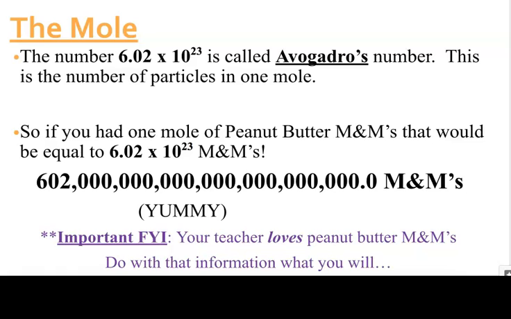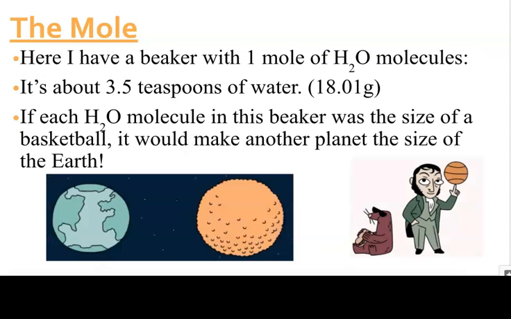It's a huge number. What if we were talking about things that are a little bit bigger than M&M's? Say, for example, basketballs. If there was a mole of basketballs, it would cover the entire Earth because it would be that many basketballs, 6.02 times 10 to the 23rd. That many zeros? It's a huge amount.